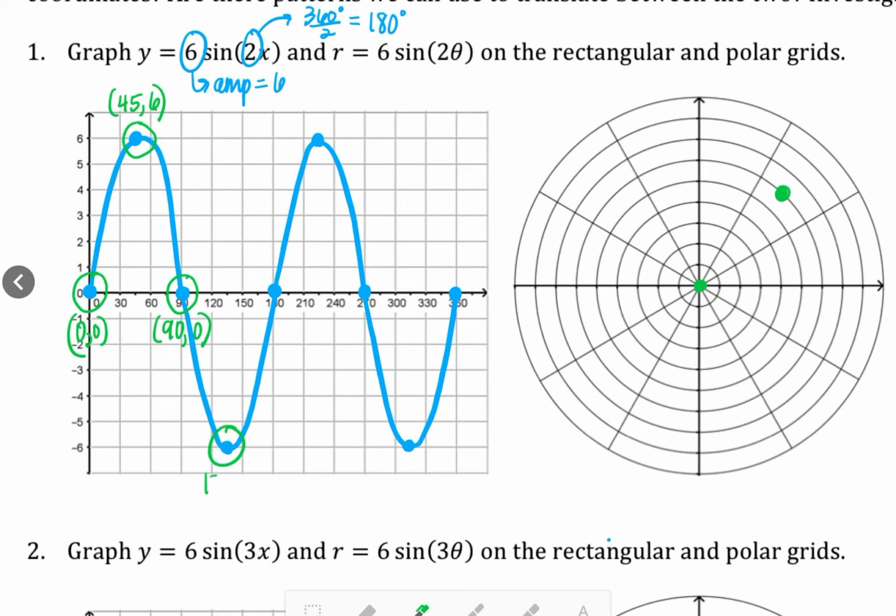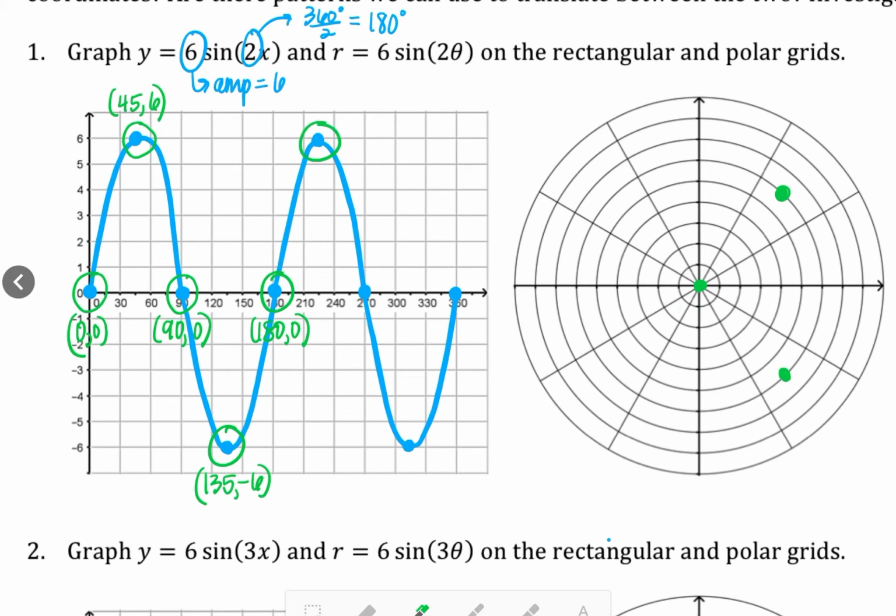Okay, 135 is at our radius of negative 6. So here is that 135 line. It's halfway between 90 and 180. And we're going to go backwards 6. 1, 2, 3, 4, 5, 6. Let's keep it going. Back to our midline. This is now 180 degrees, 0. So we're going to hit that middle point again.